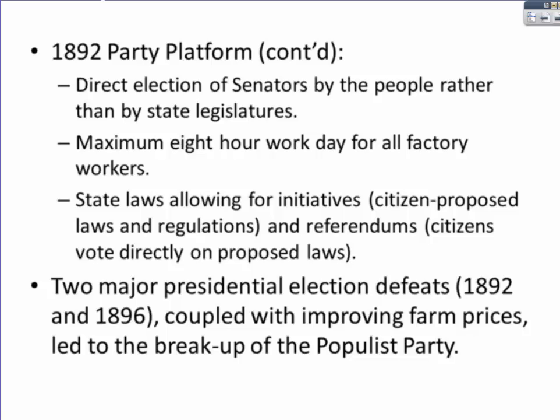State laws allowing for initiatives, which is a citizen-proposed law or regulation, and referendums, which is citizens voting directly on proposed laws. Two major presidential election defeats in 1892 and 1896, coupled with improving farm prices, led to the breakup of the Populist Party, with farmers being their biggest supporters and life for farmers improving in the 1890s. The Populist Party faded away.